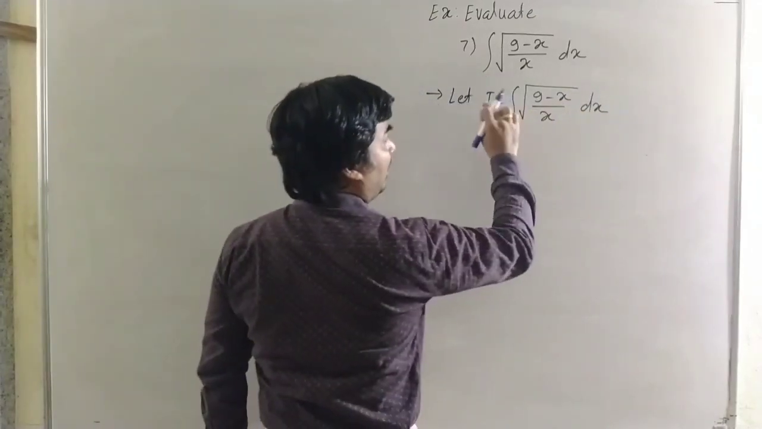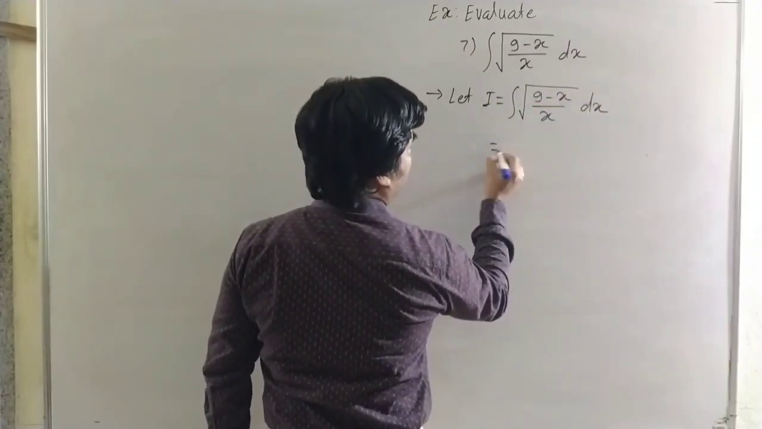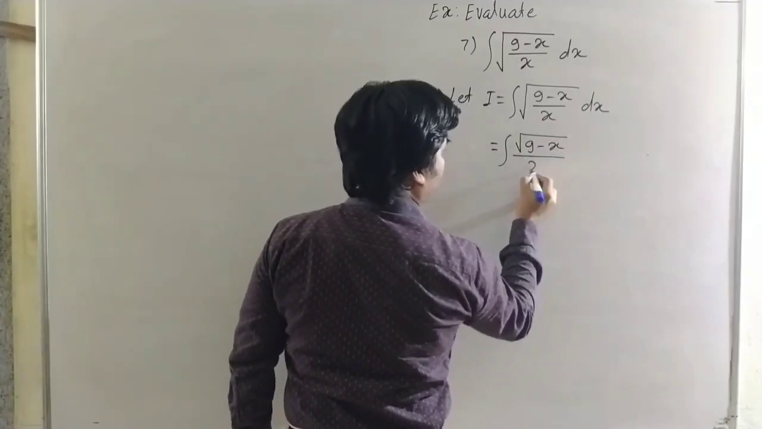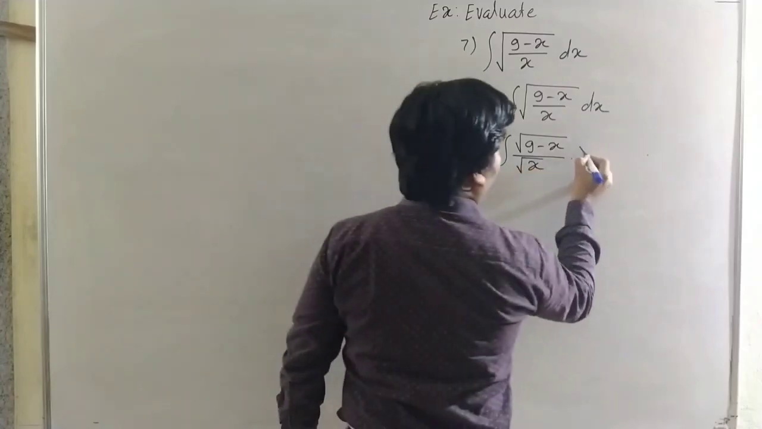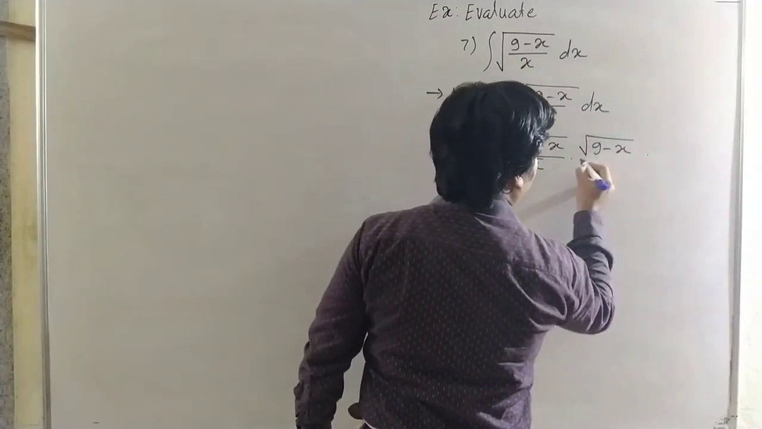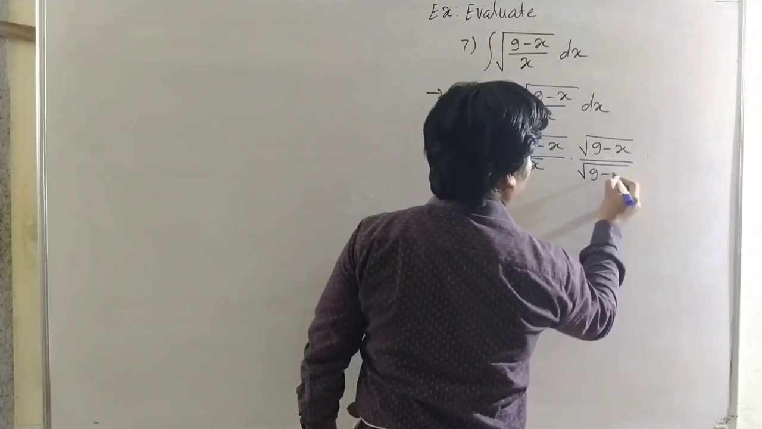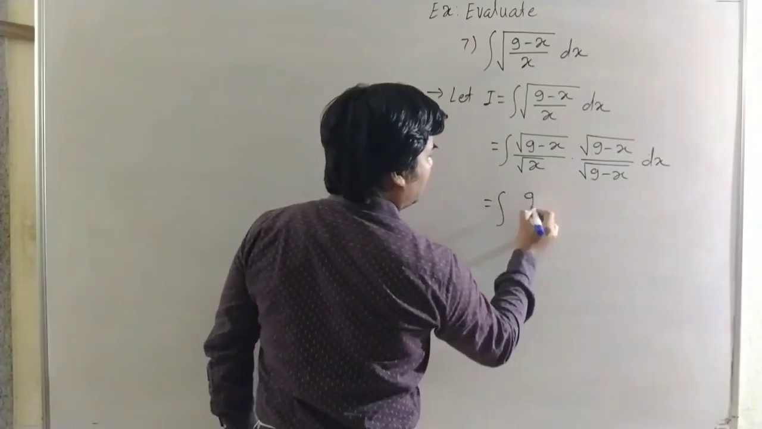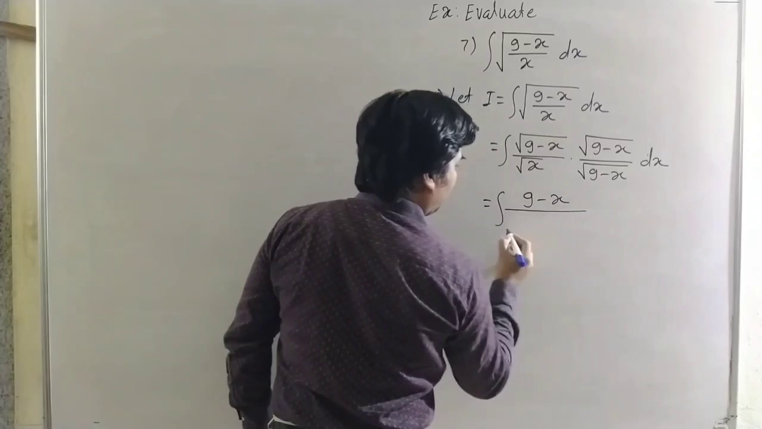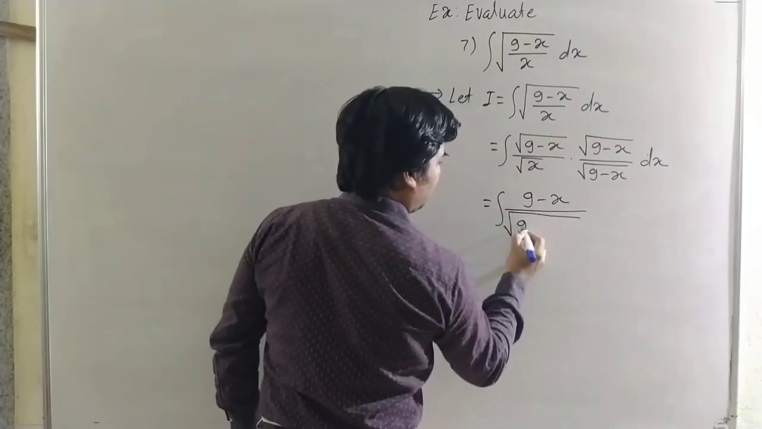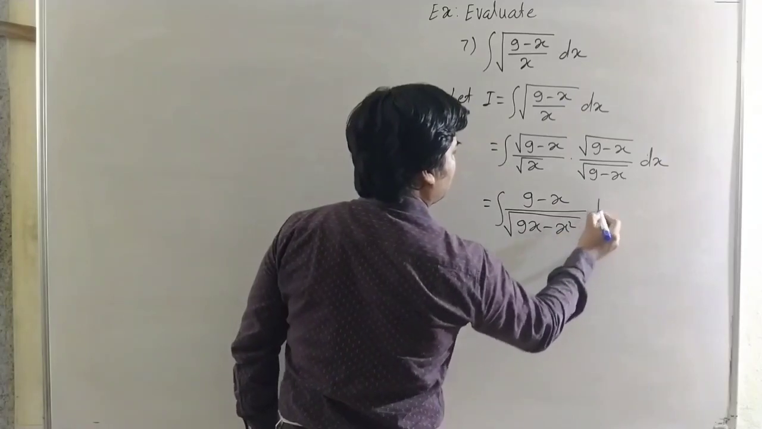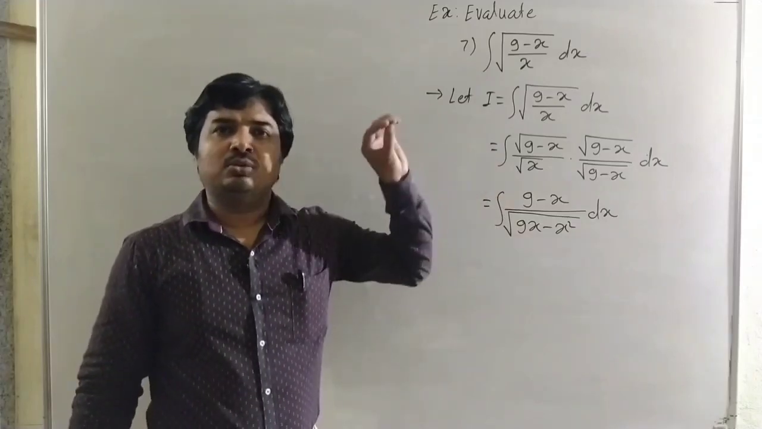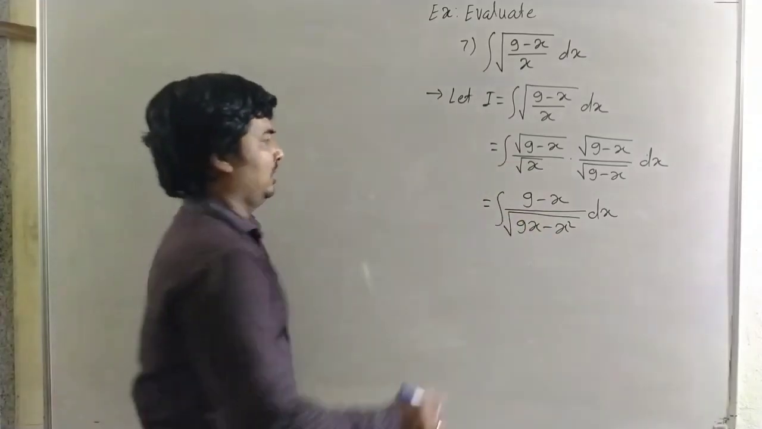Okay, so we multiply numerator and denominator by under root 9 minus x. Therefore we can write under root x into under root 9 minus x upon under root 9 minus x. Now when we multiply, it is 9 minus x upon under root of 9x minus x square dx. And now it is a linear function upon under root quadratic function. So we adjust the derivative of the quadratic function in the linear function.